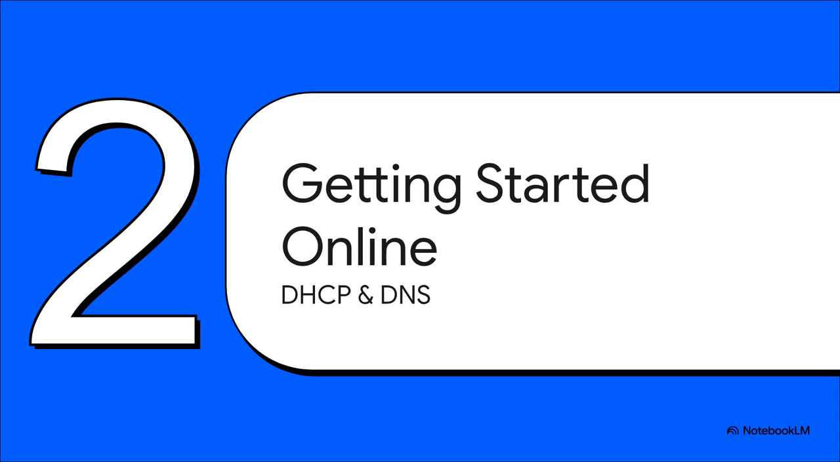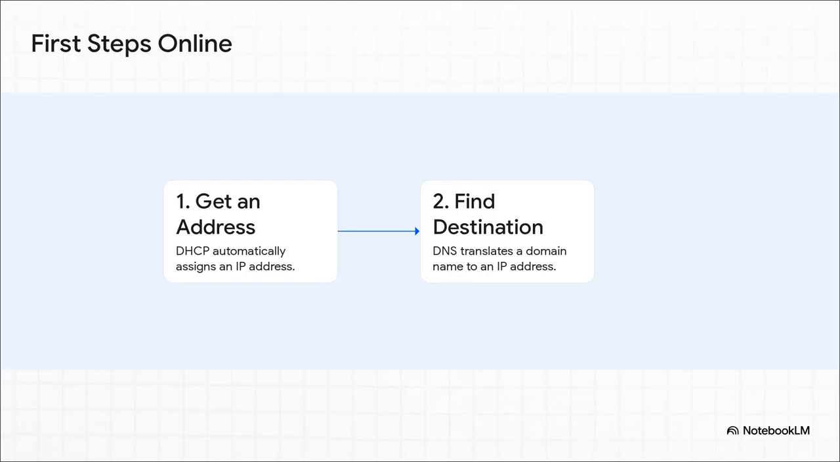But before your computer can send even a single bit of data out into the world, it needs to get 2 crucial things sorted out first. To get online, your device has to do 2 things, and thankfully, it does them totally automatically. First, it needs to get its own address for the network it's on, and second, it needs to find the address of where it's trying to go. This all happens in the background thanks to 2 really clever protocols.